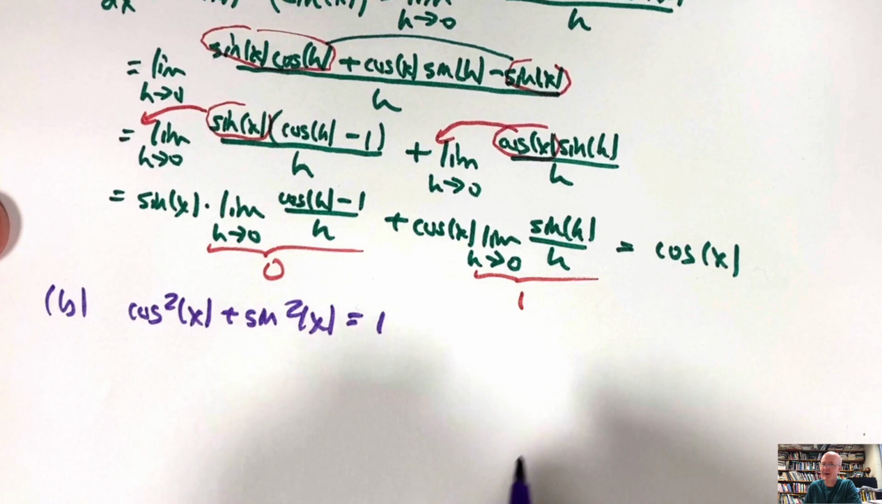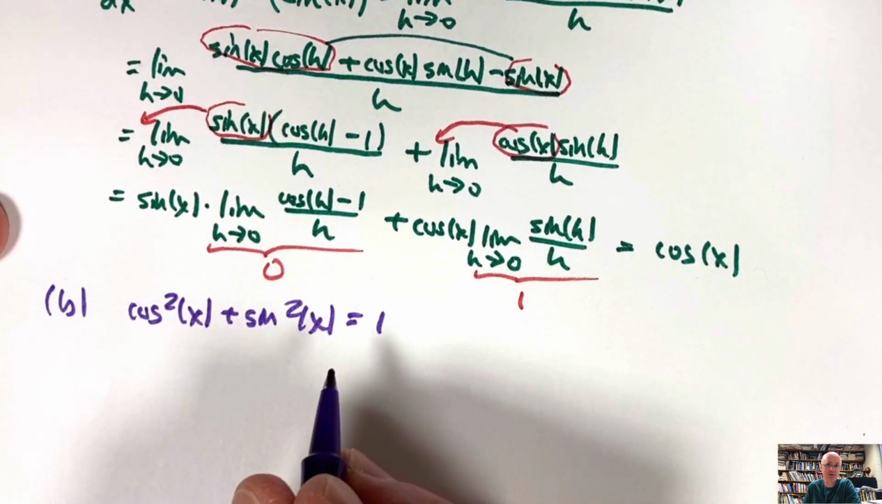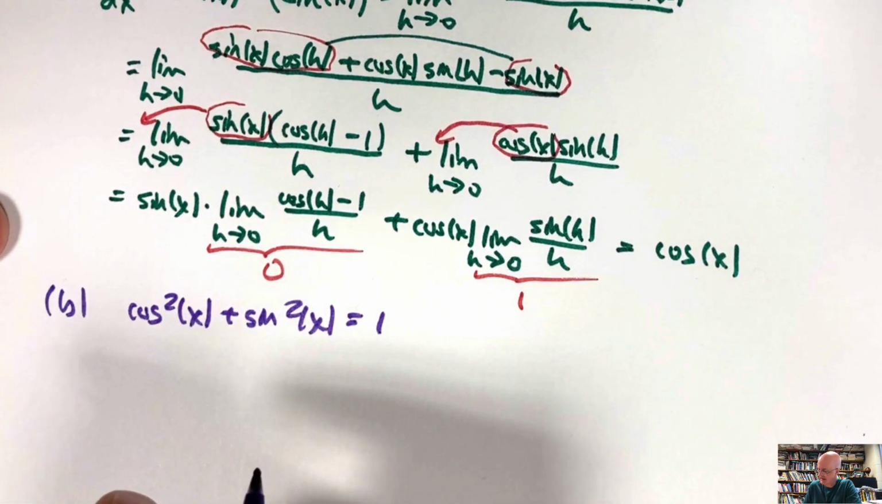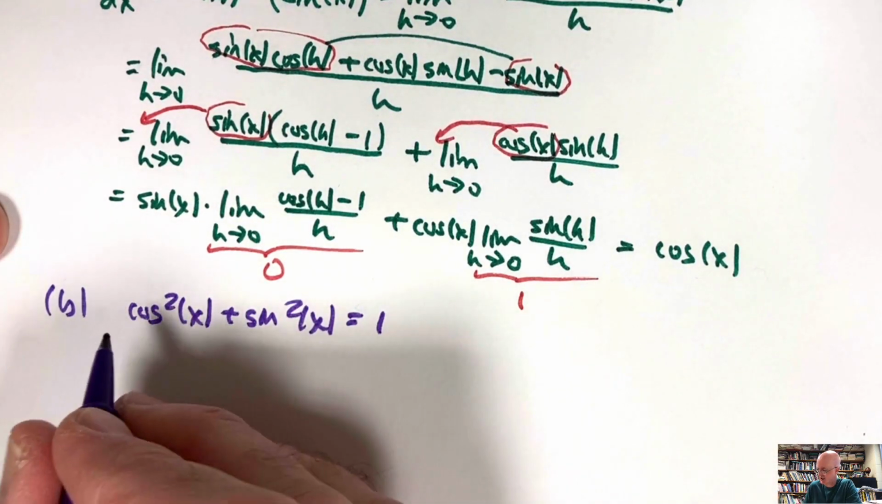Well, maybe you've done problems like this before, maybe you haven't. What you want to do is just differentiate both sides and pretend like you don't know what the answer is for the derivative of cosine. Go ahead and do that. You do need the chain rule here. This is kind of a preview of implicit differentiation, actually.